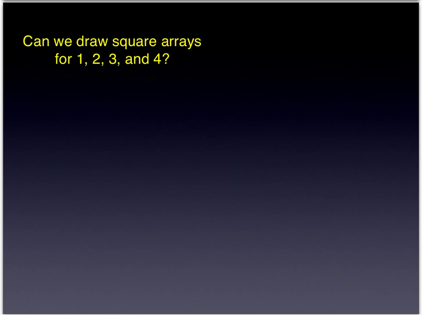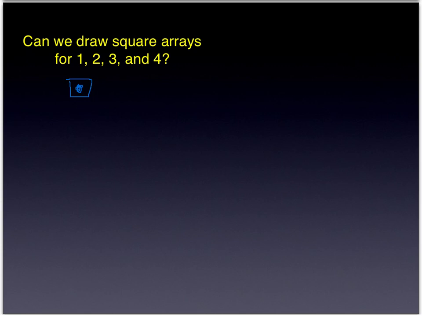Well, let's start with the number 1. What is an array for the number 1? Well, 1 would just be this, right? 1 row and 1 column. Okay, just a dot, basically. Can I draw a square around it? Yeah. Okay, so technically it is a square array even though it's only 1 dot.